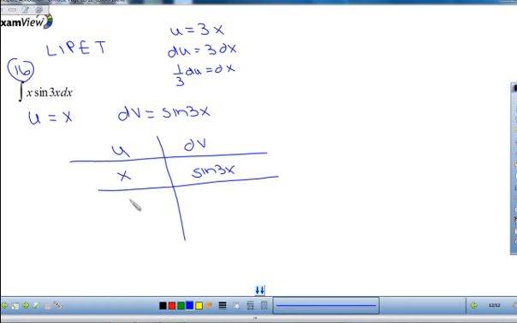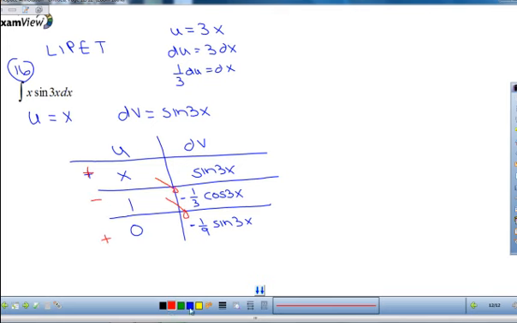The derivative of x is 1. The derivative of 1 is 0. The antiderivative of sine of 3x is negative 1 over 3 cosine of 3x. The antiderivative of negative 1 over 3 cosine of 3x is negative 1 over 9 sine of 3x. So we're going to have plus, minus, plus.